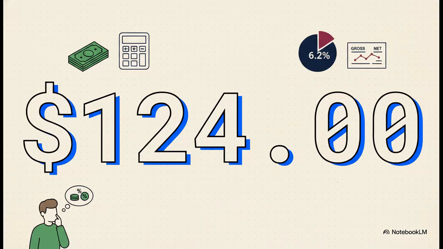So, let's put that to work. If you want to find out what a 6.2% tax looks like on a $2,000 paycheck, you take that $2,000 and multiply it by our brand new decimal, 0.062, and the result is exactly $124. Honestly, that right there is the foundational math you're going to need for absolutely everything that follows.